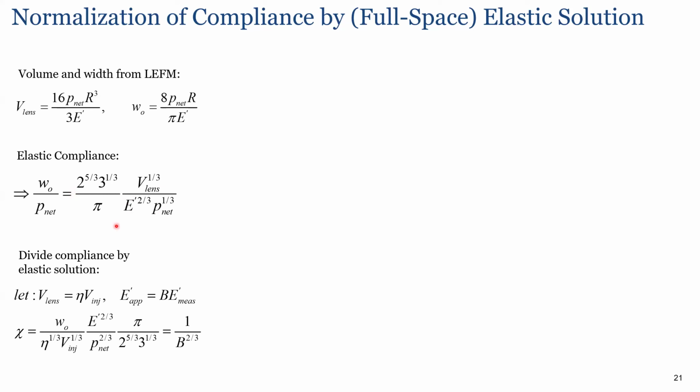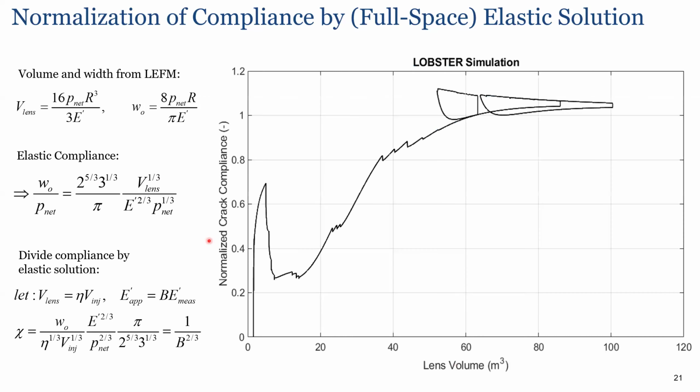So the way I want to look at this is by taking my model results and my field results and normalize them by this right-hand side. So whatever I get from the model for compliance, I'm going to normalize it by the right-hand side. Whatever I get in the field, I'll normalize by right-hand side. If we look at model results, this is this normalized crack compliance, and plot it versus the lens volume, that allows us to track, this is Lobster simulation, the change in compliance as fluid is injected, withdrawn, injected, withdrawn.